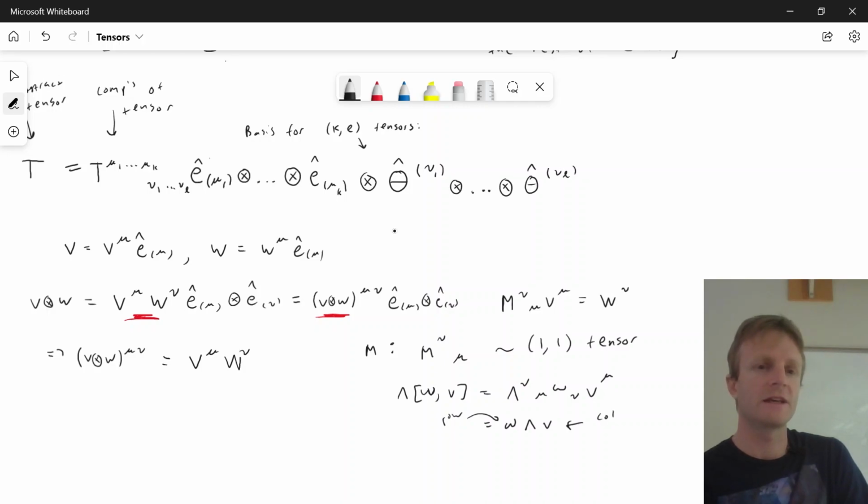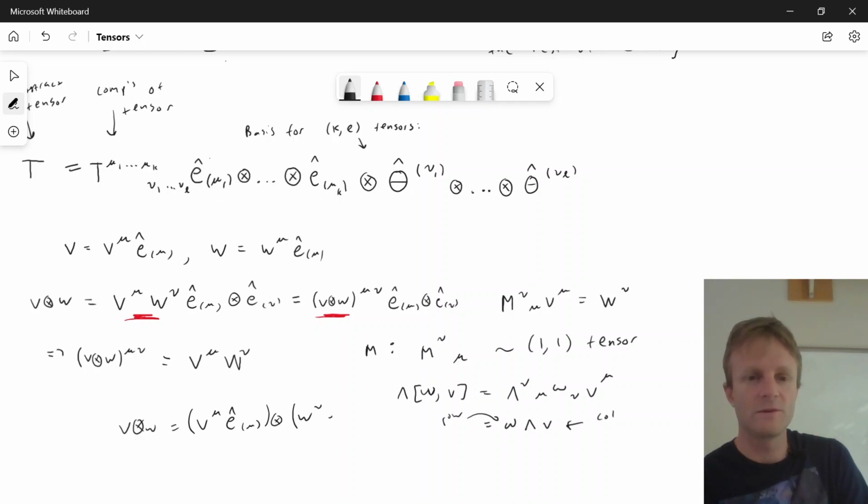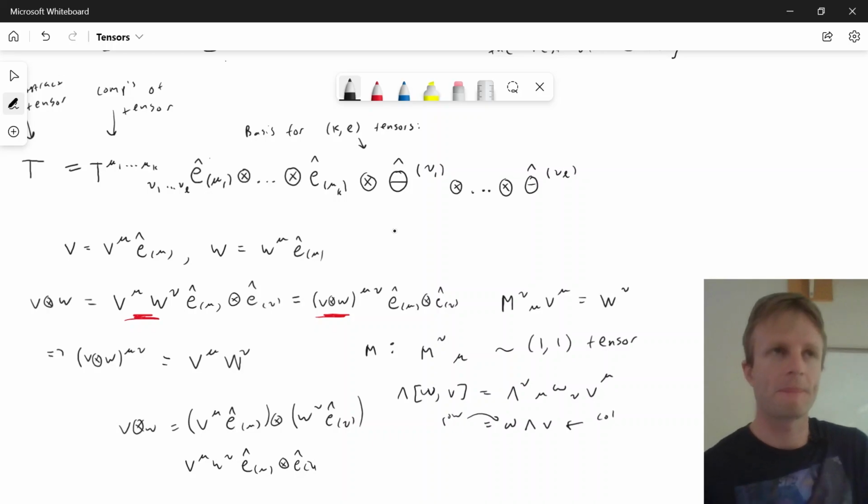Well, from the linearity of the tensor product. I mean, the ability to pull V out. You write V tensor W equals, we can be very explicit, V mu E hat mu tensor W nu E hat nu. Are you okay with that? Okay, so then the claim is I can pull this W out, and I can pull this V out, and I can just write V mu W nu E hat mu tensor E hat nu. And now I have this step. Okay, so maybe I shouldn't have skipped it.